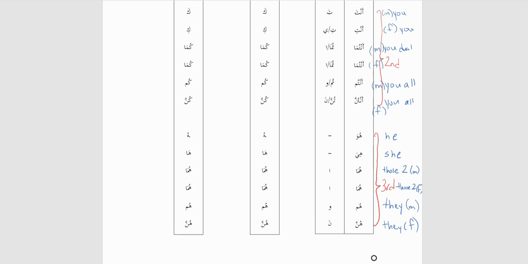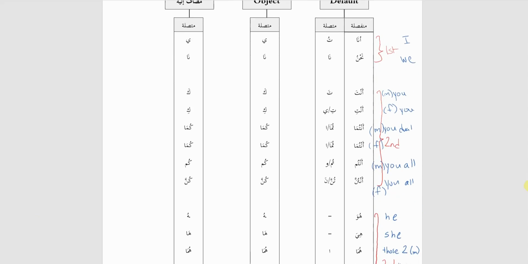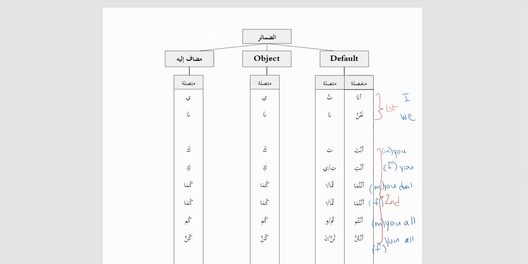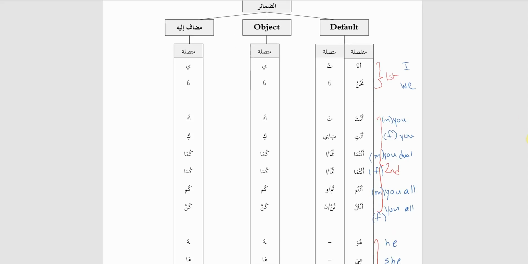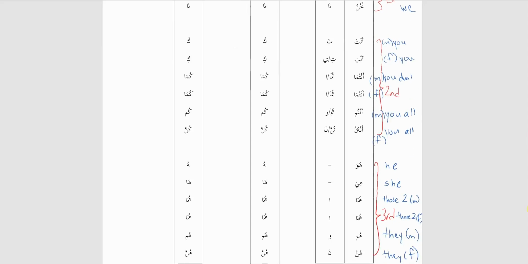Okay, so let's just review. We have in the default, meaning this is how pronouns begin, the munfasila, meaning that they're separated. If they're separated and we're beginning a sentence, we'll use these forms. Ana means I. Nahnu means we. Anta means you, but masculine. Anti means you, feminine. Antuma means you dual, masculine. Antuma, again, you dual, feminine, but we can't tell the difference. Antum, you all, masculine. Antunna, you all, feminine.